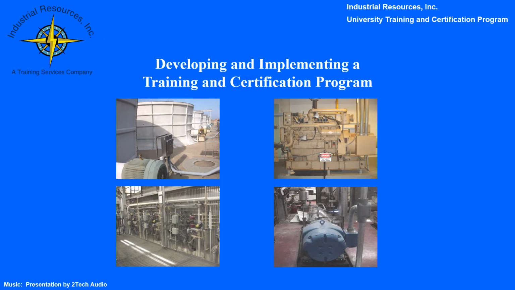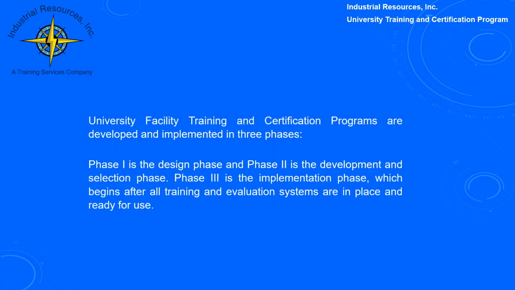This video explains how Industrial Resources develops and implements training programs. University facility training and certification programs are developed and implemented in 3 phases. Phase 1 is the design phase and Phase 2 is the development and selection phase. Phase 3 is the implementation phase, which begins after all training and evaluation systems are in place and ready for use.